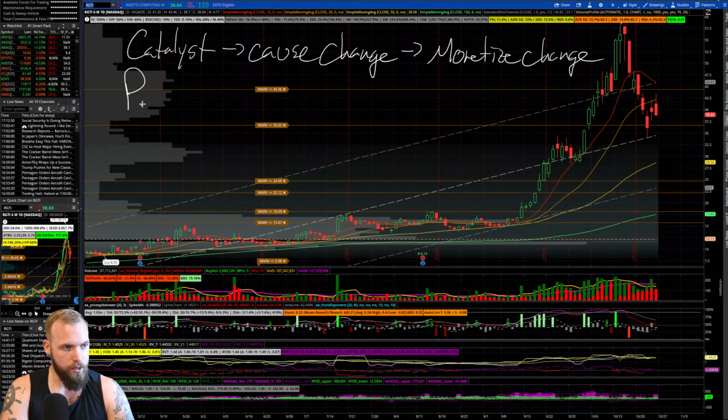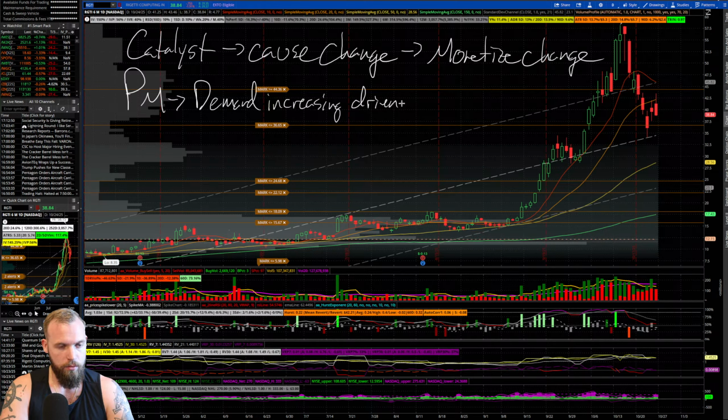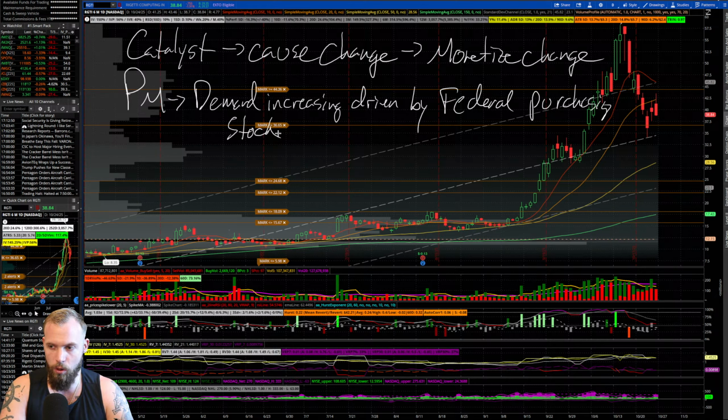The profit mechanism in this scenario would be demand increasing, driven by federal purchasing of stock. This is a lot of words. What does this boil down to? Price up from greater demand.